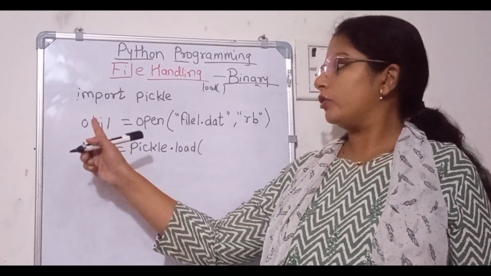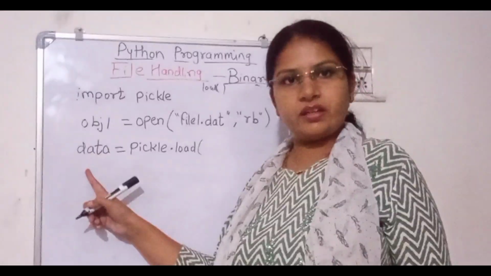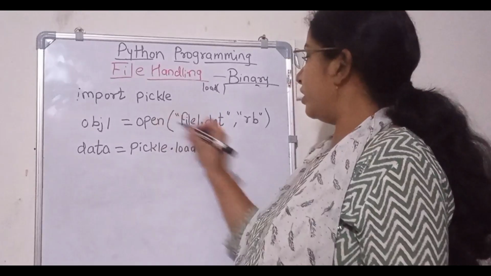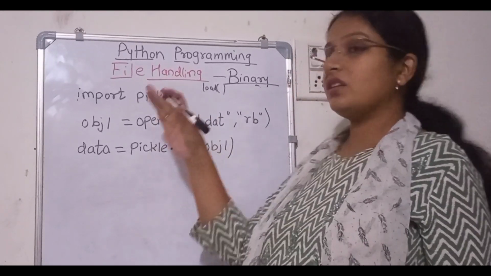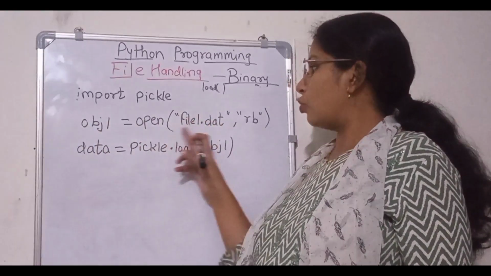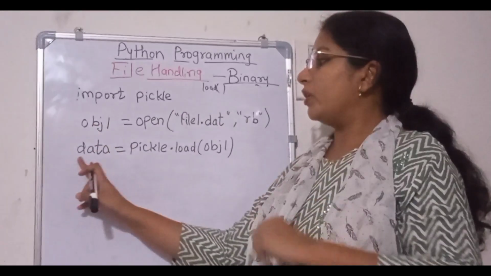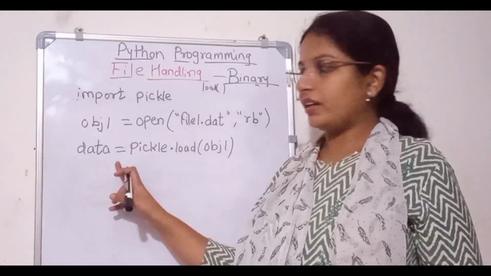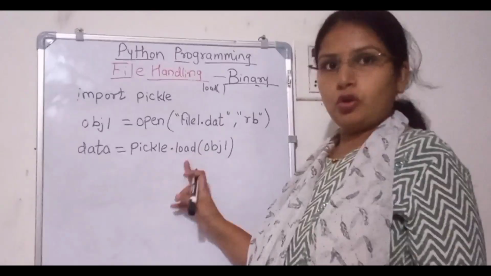Now here also you need to use one argument. Which argument? Your file object, because you have already created the data object here. So here you are taking the file object. Now see the sequence. First you created the file object, you have stored the reference of your file into the file object, then you are creating the variable to store the data. So data is equal to pickle dot load.